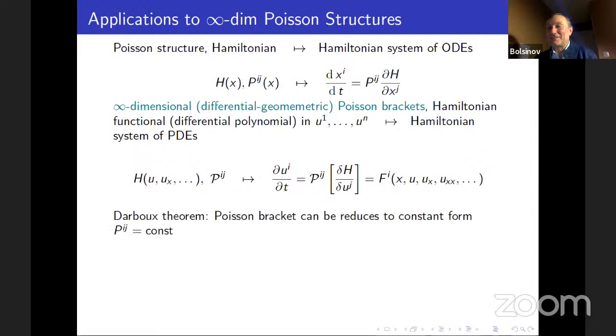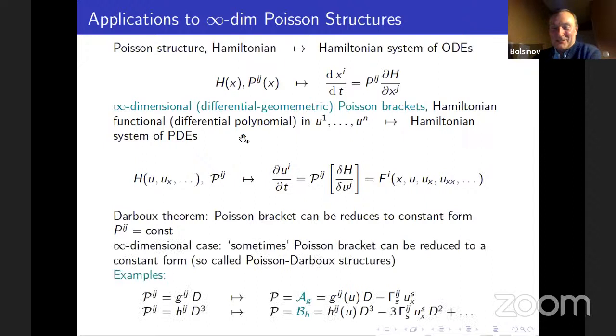Some Poisson structures are better than others. In the finite dimensional case, we have the Darboux theorem, which says that P^{ij} can always be reduced to constant form. There are also operators satisfying these properties. The constant form in this case means the following: this operator P^{ij} could be g^{ij} constant functions, then D is a total derivative with respect to x. Also the same, but with third order total derivatives. What is important is that these coefficients g^{ij} and h^{ij} can be understood as components of a flat Riemannian metric. We will assume some non-degeneracy conditions, that these matrices are non-degenerate.